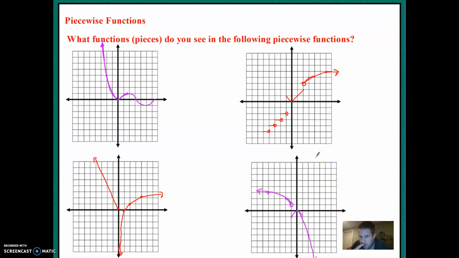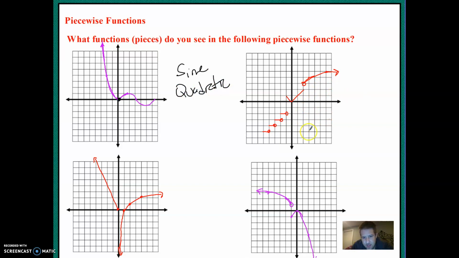Okay, so as we get into a piecewise, a piecewise is basically a function that's made up of multiple pieces. So when you look at this function right here, what I see is two different pieces. I see a quadratic piece, which goes to right here. It's like the left side of a parabola, and then it becomes a trigonometric piece, which happens to be a sine piece. So this is a sine connected to a quadratic.